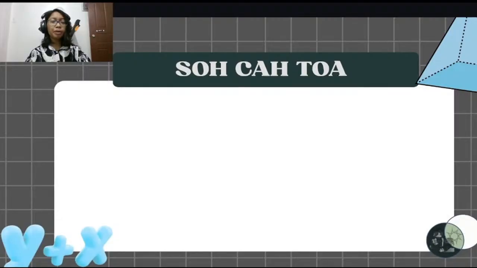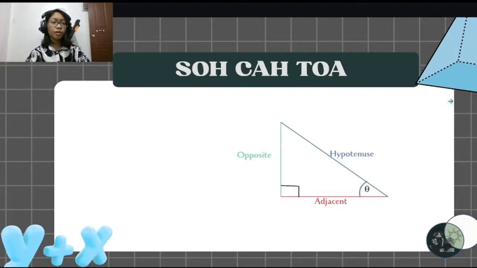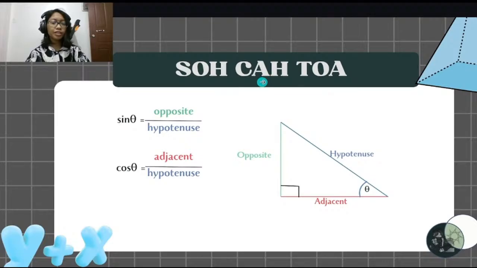To easily remember the trigonometric ratios, we use SOH-CAH-TOA. SOH means sine is opposite over hypotenuse. CAH means cosine is adjacent over hypotenuse. TOA means tangent is opposite over adjacent.